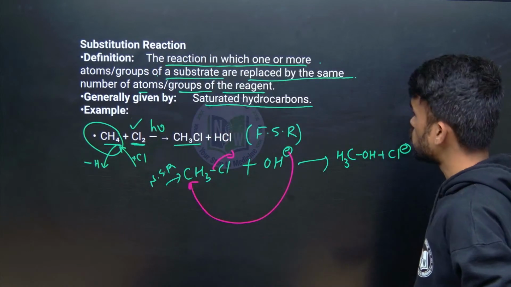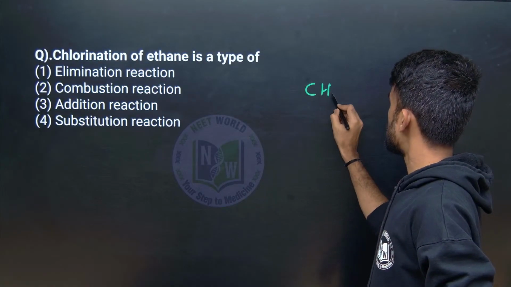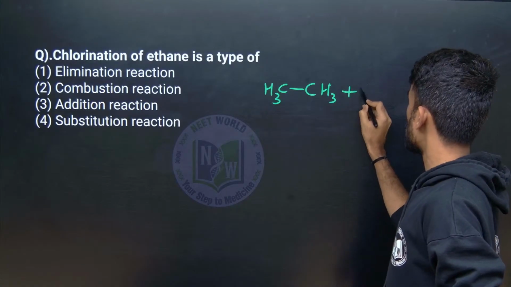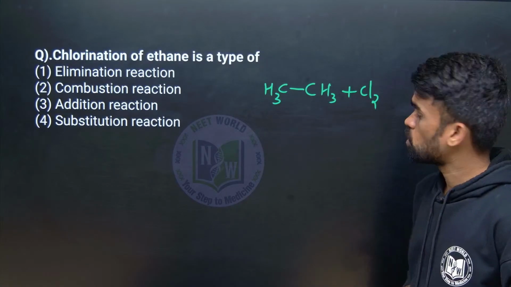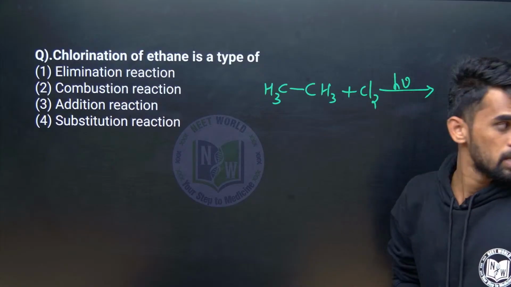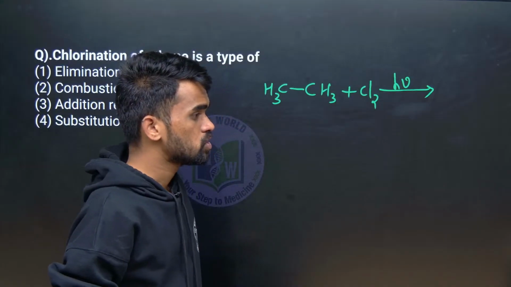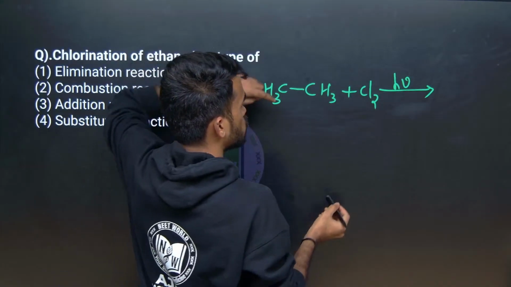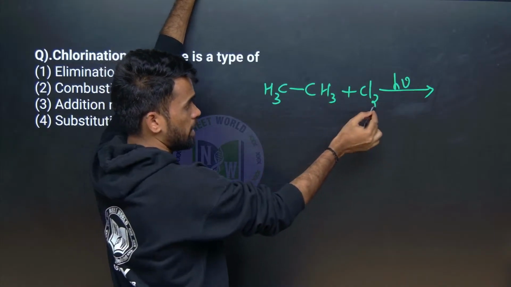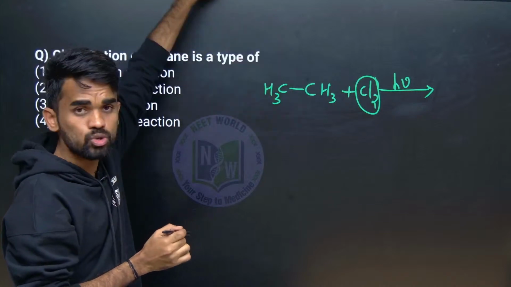So here also chlorination of ethane, it means you just take CH3, again CH3, to this you need to add chlorine, right? This is chlorination. This process happens in presence of heat or sunlight. Sunlight can be shown using the h nu condition. So now during this process what happens? Either one of the hydrogens or more than one, depending upon the amount of chlorine we take during the reaction, the substitution happens here.